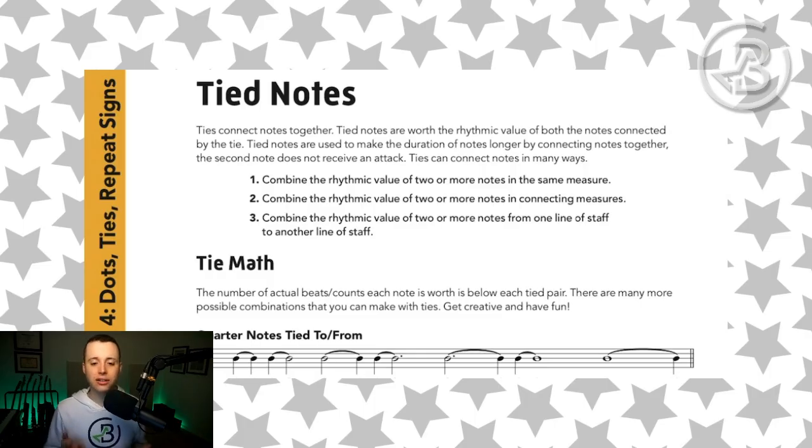So ties connect notes together. Tied notes, when you tie two notes together, are worth the rhythmic value of both the notes connected by the tie. So let's say we have a quarter note, we tie it to another quarter note. 1 + 1 equals 2 beats or 2 counts.